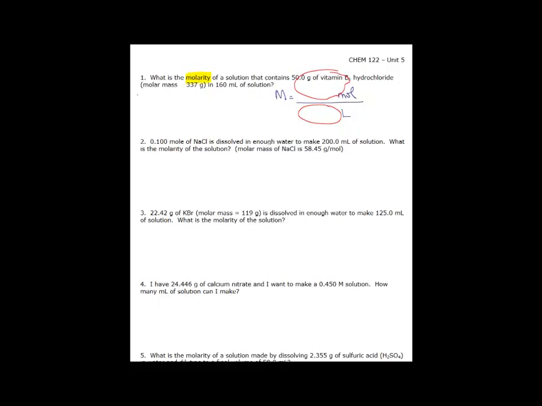So we need to convert grams to moles. I'm going to take 50 grams over 1, and convert that to moles. I gave you the molar mass, so I just need to divide by that. 337 grams, 1 mole. When you divide that out, 50 divided by 337, you end up with 0.148 moles. You're going to take that number and plug it in right here.